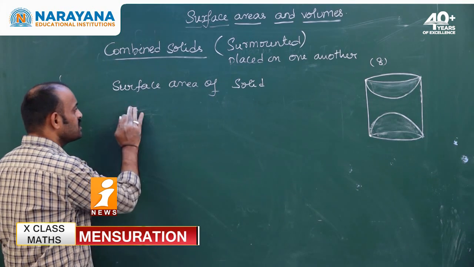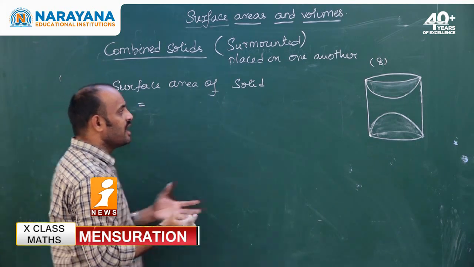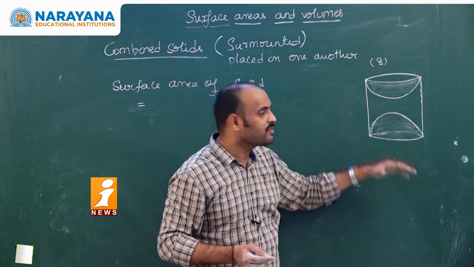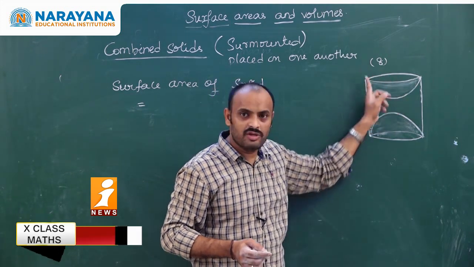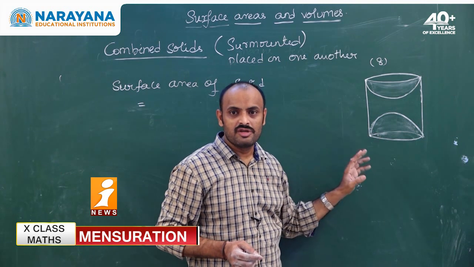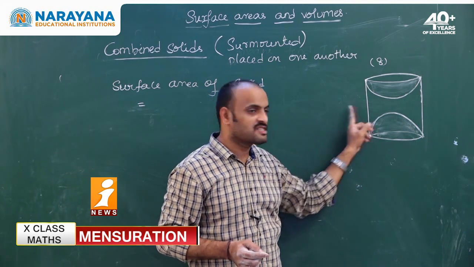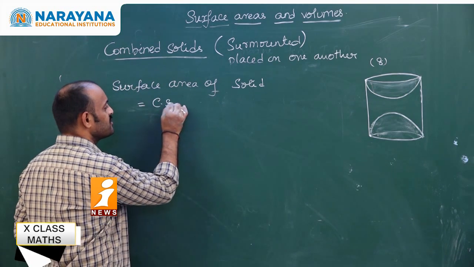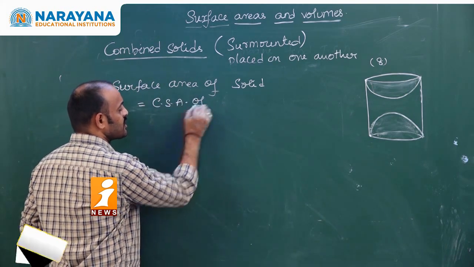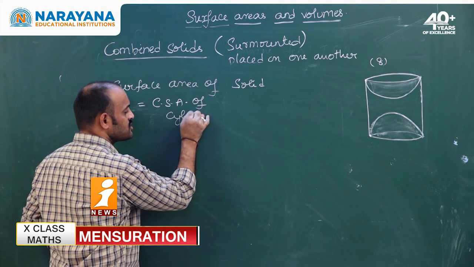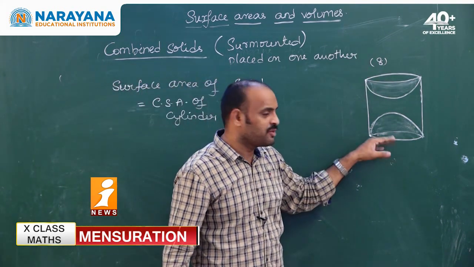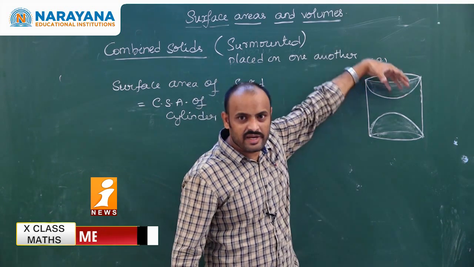I'll go for the second method. As a hemisphere is removed from the top as well as from the bottom, the top circle is removed and the bottom circle is removed. So from the point of view of the cylinder, only the curved part is left. So CSA of cylinder. Now, as the top is removed and the bottom is removed, I can place my hand inside.